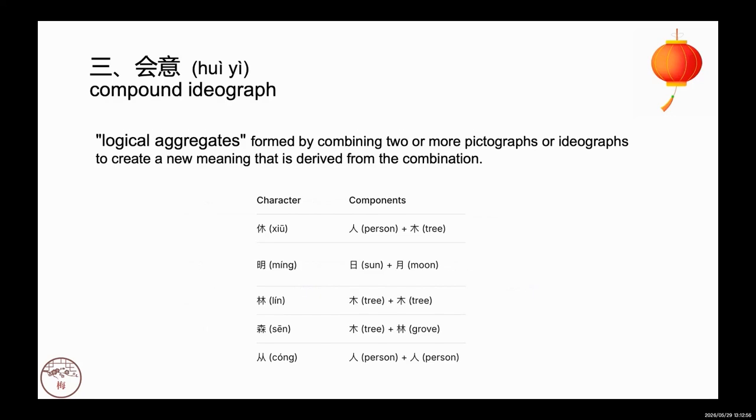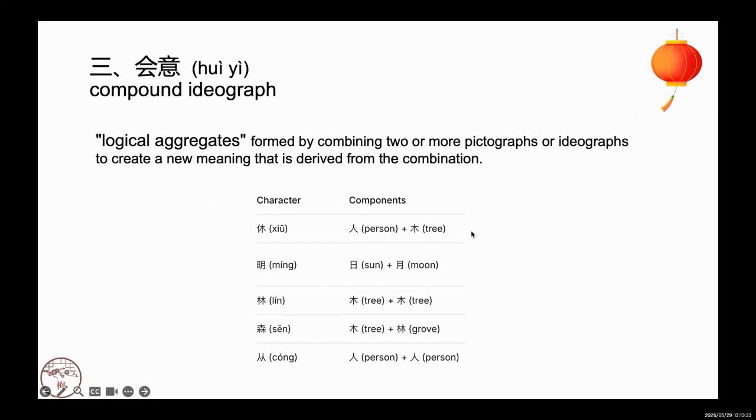The third method is compound ideograph. Okay, this is also about ideograph, but it's more compound because it has the combination of 2 or more pictographs or ideographs to create new characters for which the meaning is also like the combination of all the pictographs or ideographs. Let's also look at the examples here.